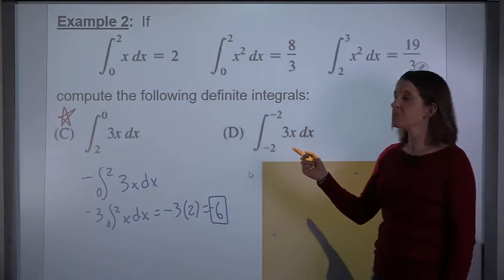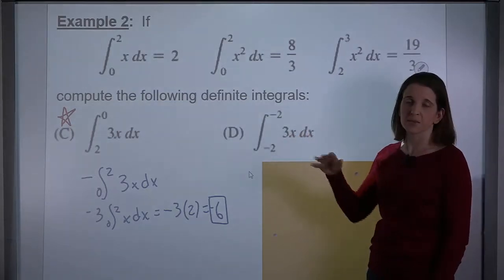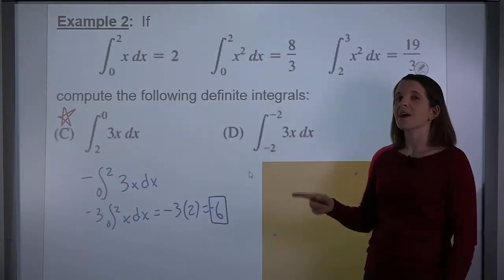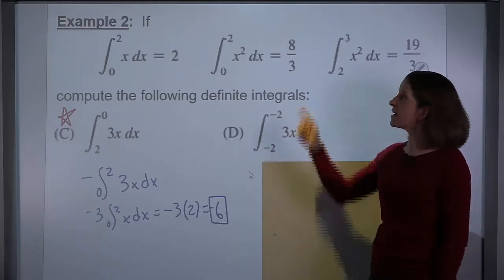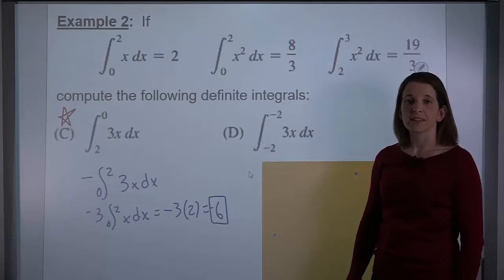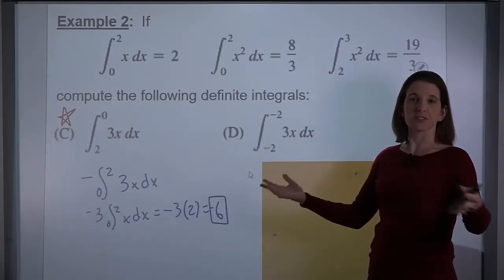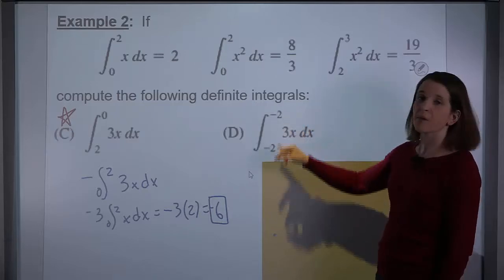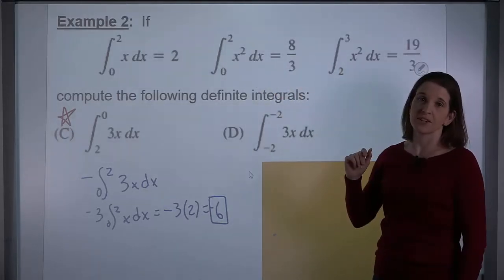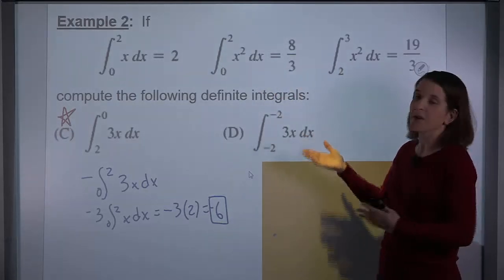Now this one, we do have information about x. We could take the 3 out, but before I even get that far, I don't have any information where the limits of integration are negative 2. This must be a trick question, but Professor Palm doesn't ask trick questions, right? So there's something up. I only have this information, and so how do I answer this?